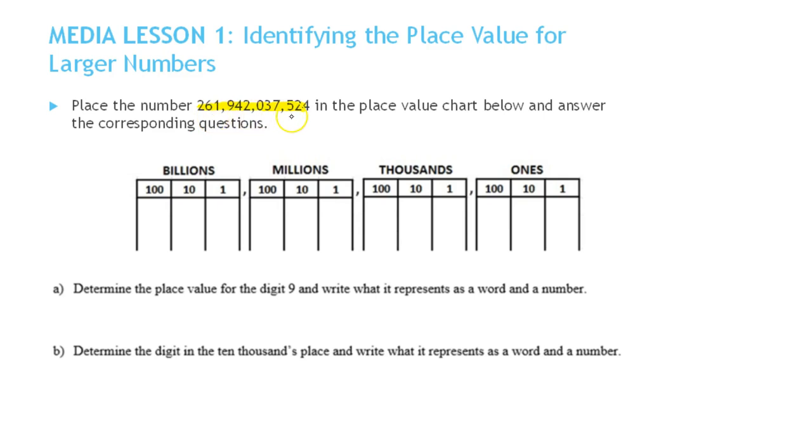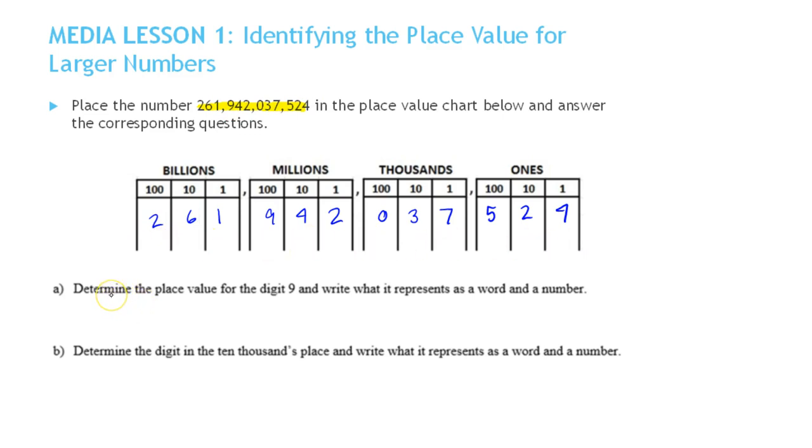But I like to think of this as the three rightmost numbers are 524, and they go in this grouping. This is 524, just like we learned before. 037 goes in this grouping. 942 goes in this grouping, and 261 is in this grouping. Notice similarly you could have counted there's 1, 2, 3, 4 groupings, started here, and then wrote from left to right.